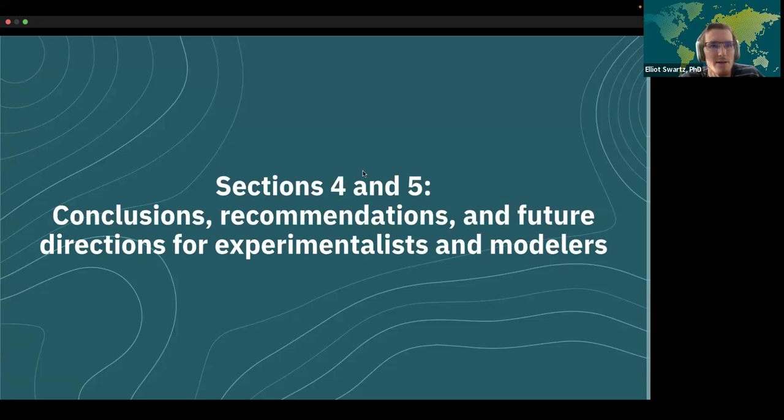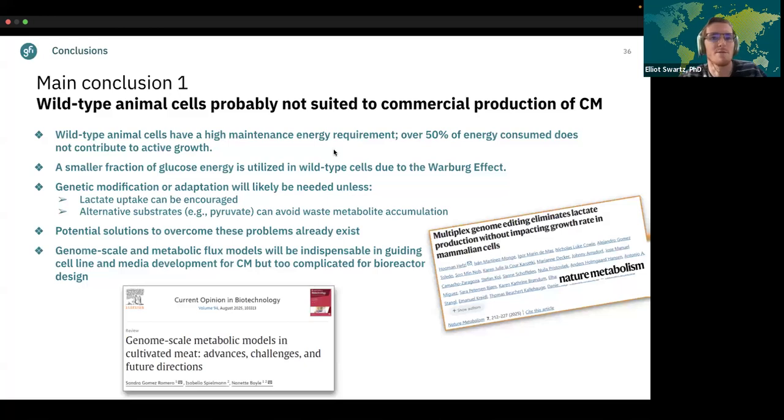So in terms of conclusions and recommendations, future directions, one of the main conclusions, as Bert was mentioning, is that, this is not necessarily revolutionary or new, but wild type animal cells probably not the best suited for commercial production of cultivated meat.